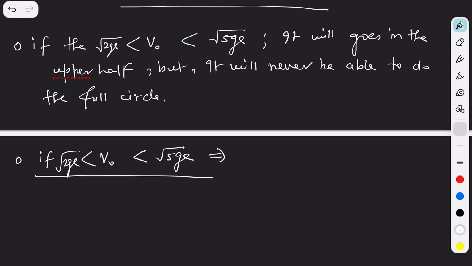So, guys, we will discuss this part in the next video. Okay, so this is case 3. We will see this segment in the next part, and maybe we can see some good problems after that, and then we can close this vertical circular motion part.